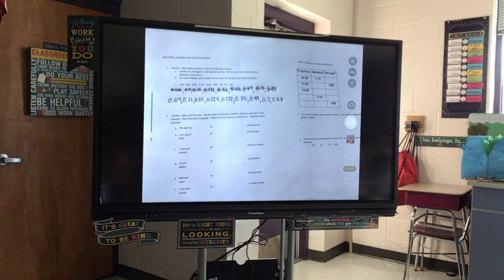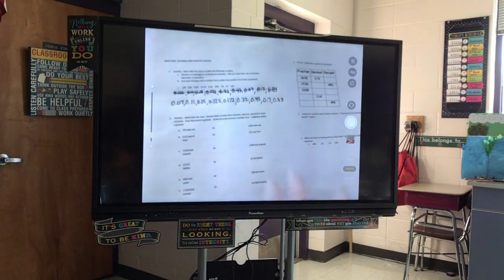That is probably one of the hardest things you're gonna have to do on the EOG. I'm sure there's going to be one type of question that says, line these numbers up from least to greatest, or pick the one that has the numbers least to greatest. They might have percents, they might have fractions, they might have decimals. Okay? Alright, so let's go ahead and slide down to the next part.